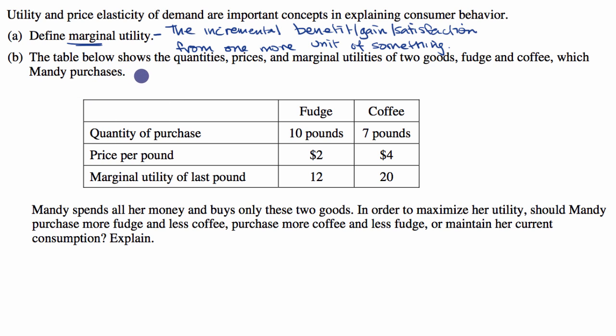The table below shows the quantities, prices, and marginal utilities of two goods, fudge and coffee, which Mandy purchases. So we see, I guess so far she's bought 10 pounds of fudge and 7 pounds of coffee. Fudge is $2 a pound, coffee is $4 a pound. And then the marginal utility of the last pound of fudge is 12, and it's 20 for coffee.